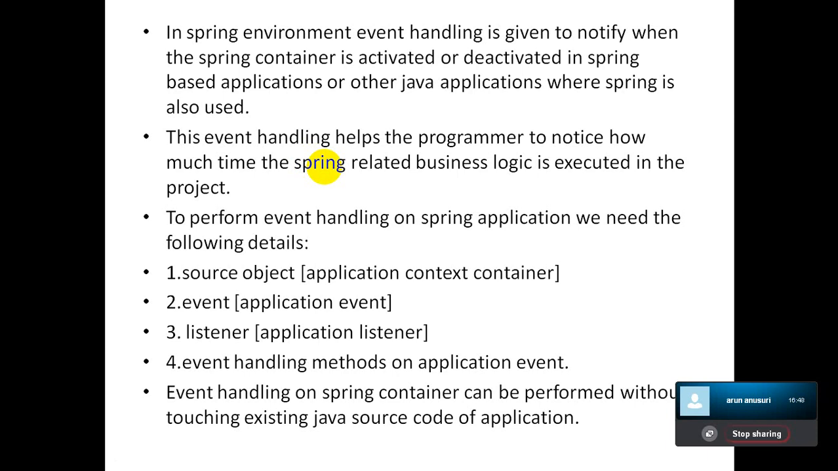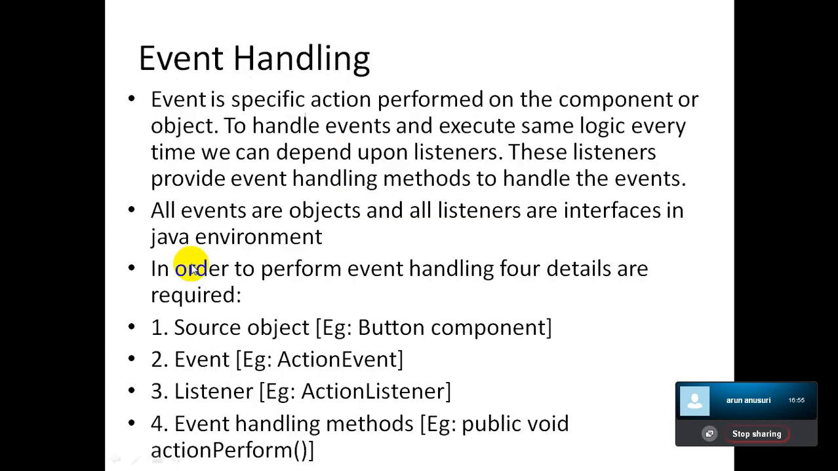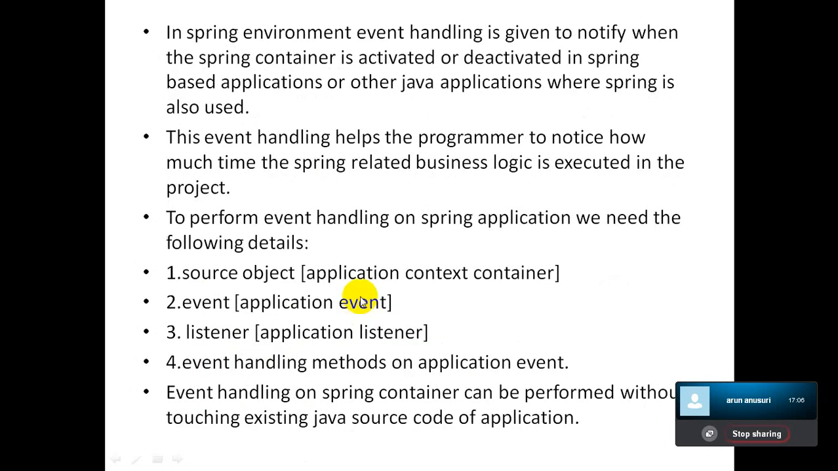To perform event handling in a Spring application, we need the following details. It's the same as the previous things. Here we listed some previous things, but those are very basic and belong to the java.awt or javax.swing packages. The same things are here, but the examples differ. The source object would be an application context container. The event object would be an application event. The listener would be an application listener. And there are some different event handling methods on the application event.